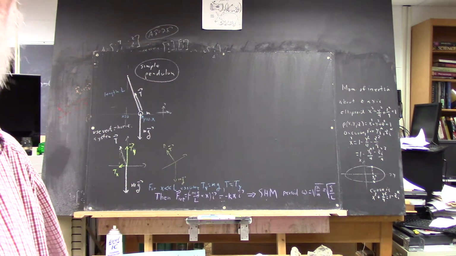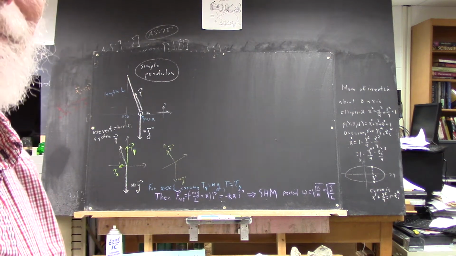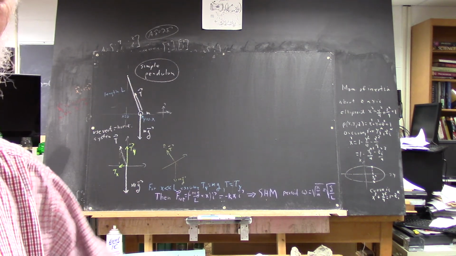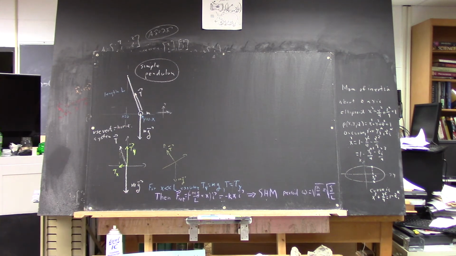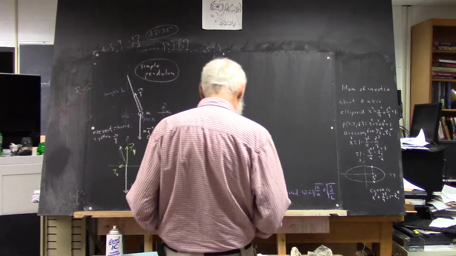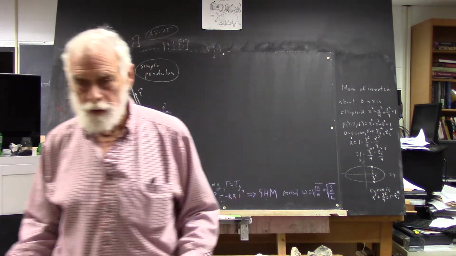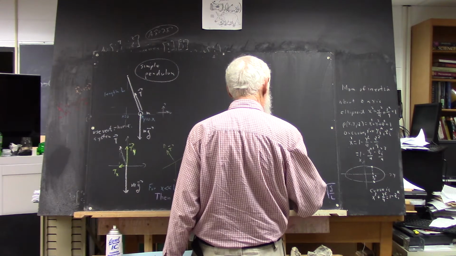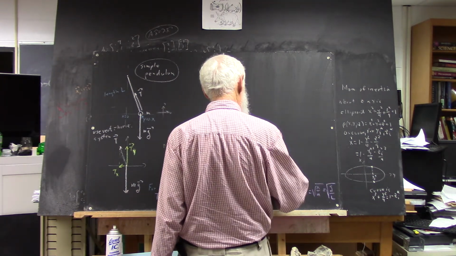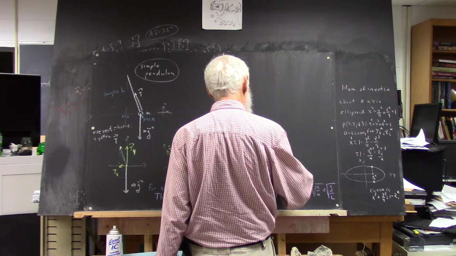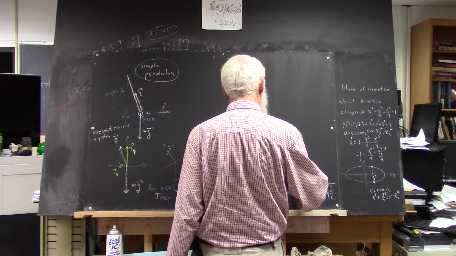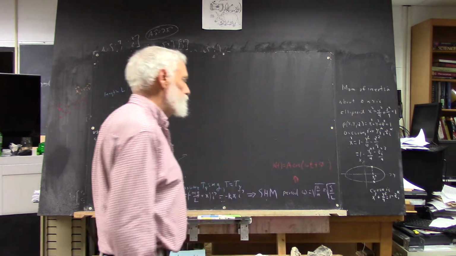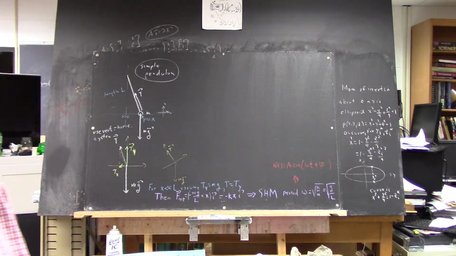Now, you know what the equation of motion for this pendulum is: A cosine of omega t plus phi, where A is your maximum distance from equilibrium. So this, you might as well write it down because it's really important and it's part of what you were supposed to review. Okay?